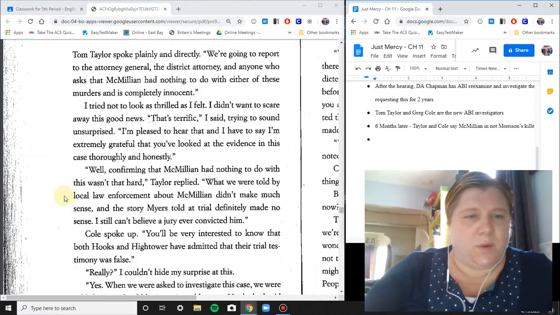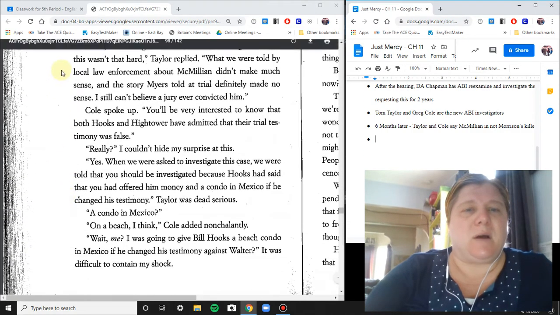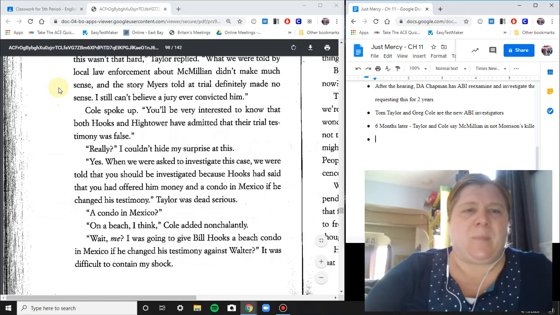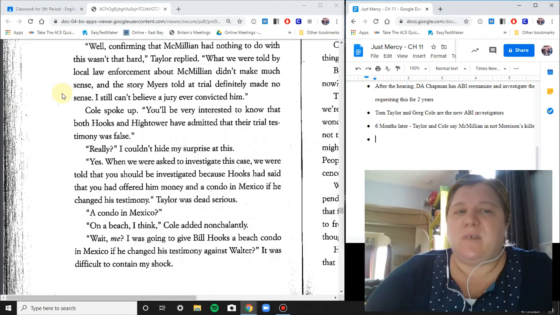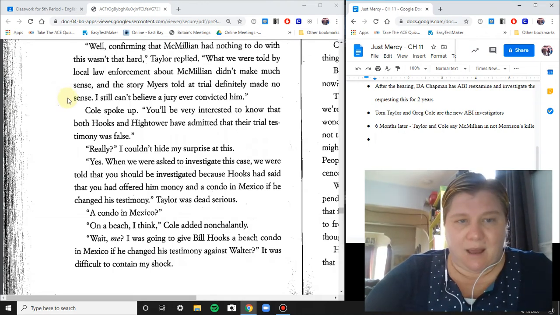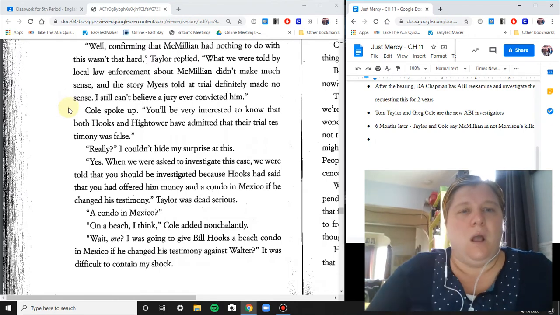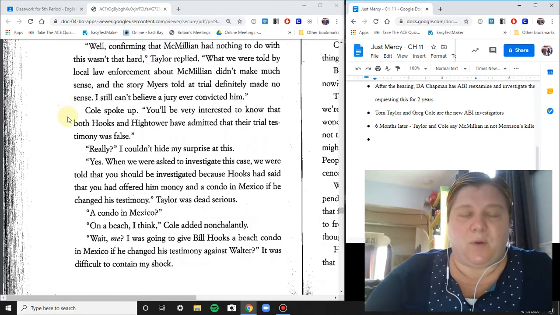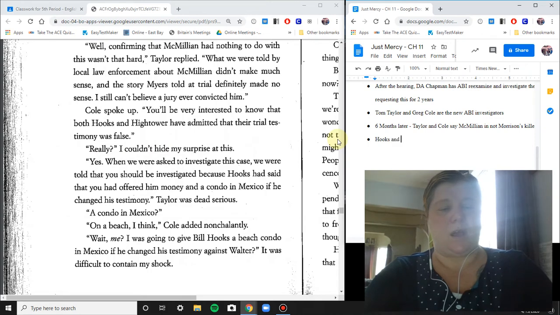Well, confirming that McMillan had nothing to do with this wasn't that hard, Taylor replied. What we were told by local law enforcement about McMillan didn't make much sense. And the story Myers told at trial definitely made no sense. I still can't believe a jury ever convicted him. Cole spoke up. You'll be very interested to know that both Hooks and Hightower have admitted that their testimony was false.